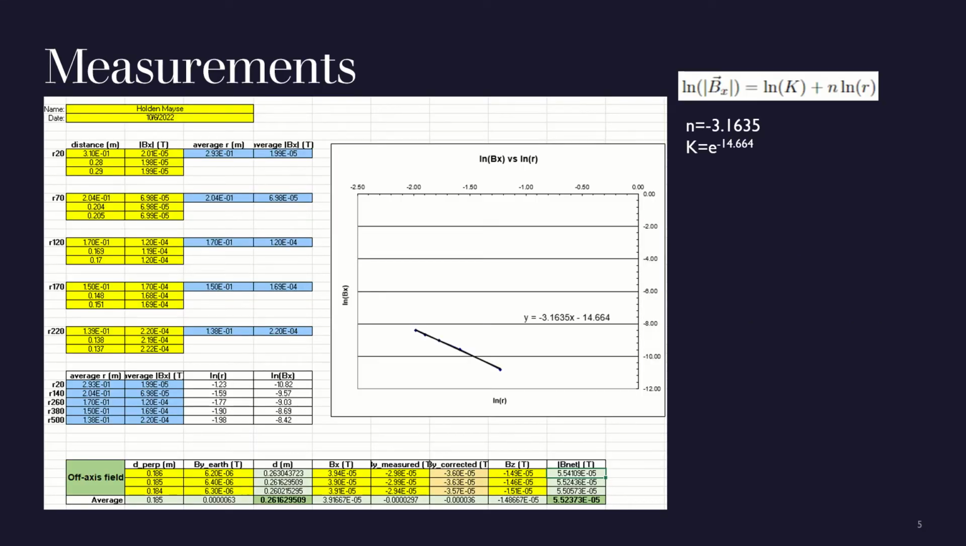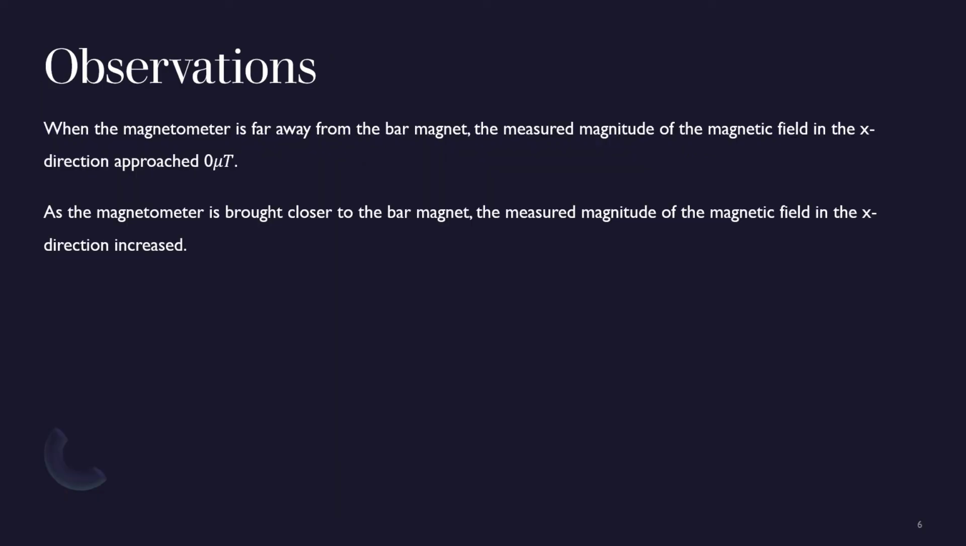The data shown here contains all of the measurements obtained during the lab, including a graph plotting the natural log of the strength of the magnetic field at various positions parallel to the bar magnet against the natural log of the distance between the bar magnet and the magnetometer, which will be used during the calculations portion of the lab. When the magnetometer is far away from the bar magnet, the measured magnitude of the magnetic field in the x direction approaches 0 microteslas. Conversely, as the magnetometer is brought closer to the bar magnet, the measured magnitude of the magnetic field in the x direction increases.